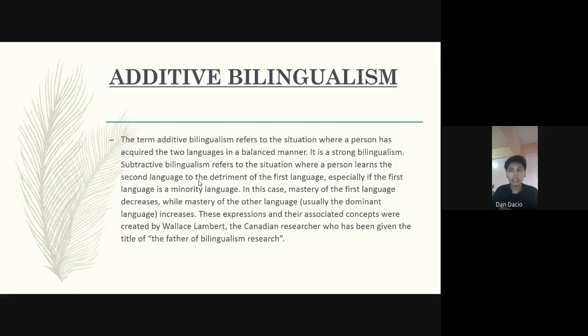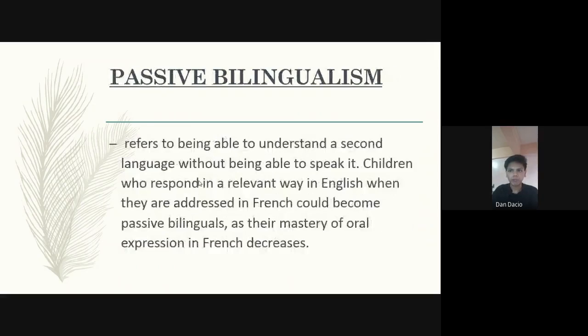That's what you call additive bilingualism, as a child can speak Filipino and English proficiently. Pareho niya nagagamit or pareho siya nakakapagsalita ng maayos at proficiently gamit yung English and Filipino.